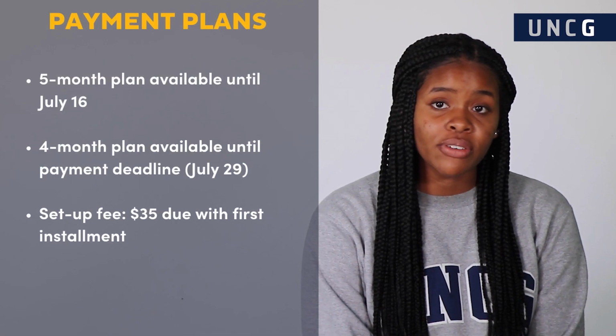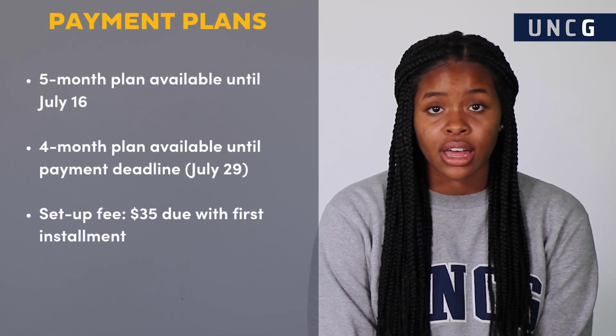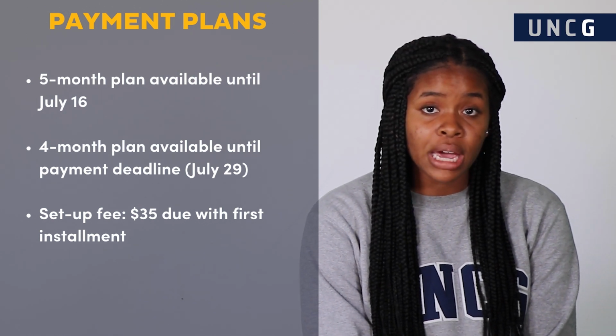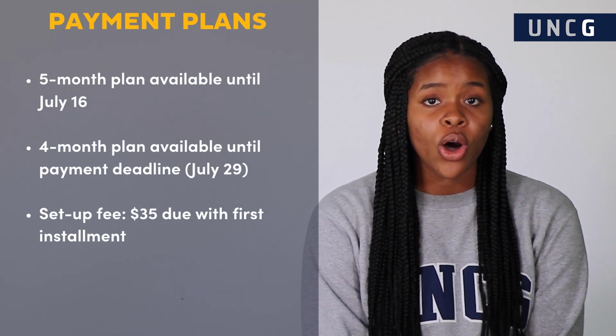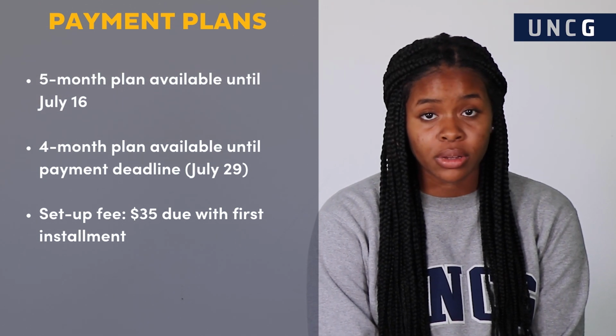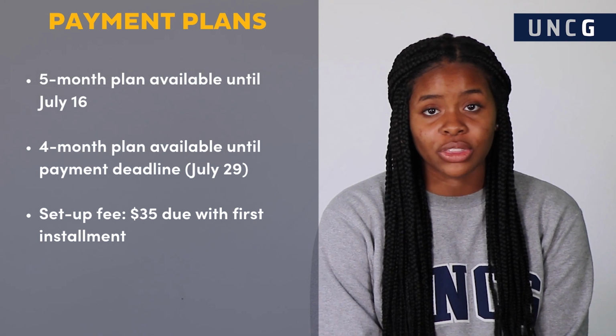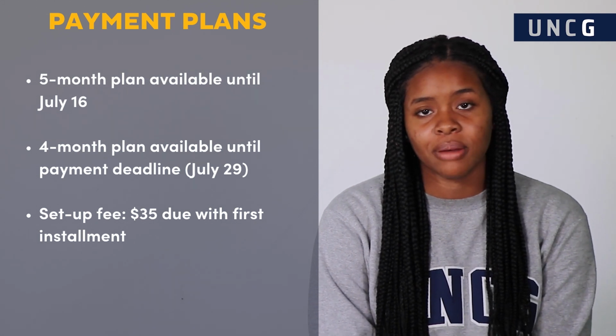As soon as your billing statement is generated, you can set up a 5-month plan for the fall semester. The last day to do so is July 16th. From July 17th through the payment deadline of July 29th, only the 4-month plan will be available. The setup fee for either plan is $35 and will be due along with your first installment at the time of the setup.